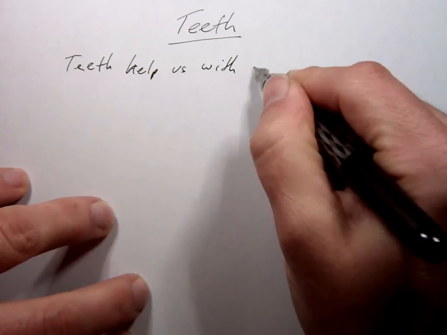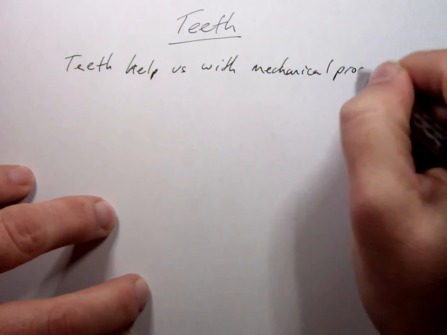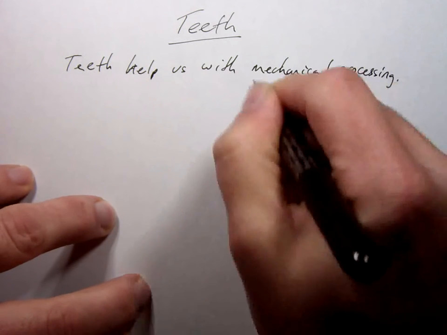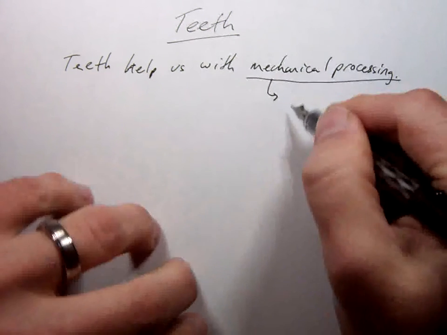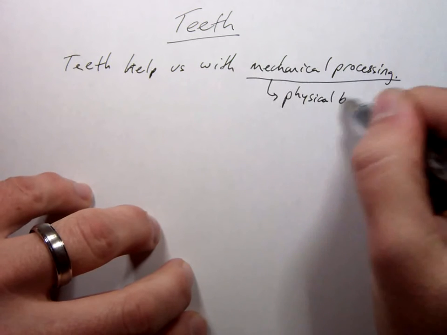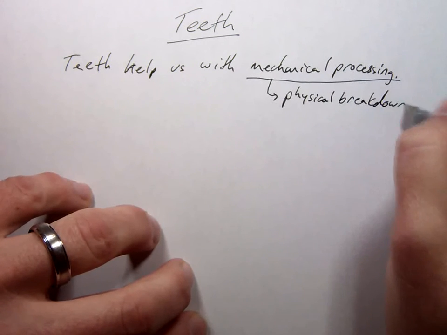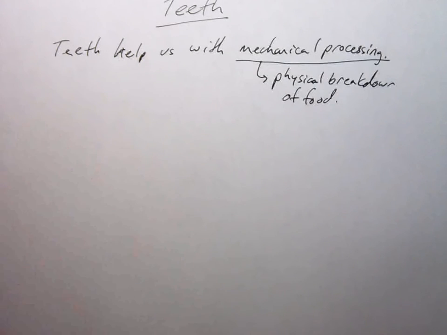with mechanical processing. What's mechanical processing? Oh, I'm so glad you asked that question. Mechanical processing is the physical breakdown of food. Anything that physically breaks it down: crushing, squeezing, chomping, chewing, slicing, however you roll.